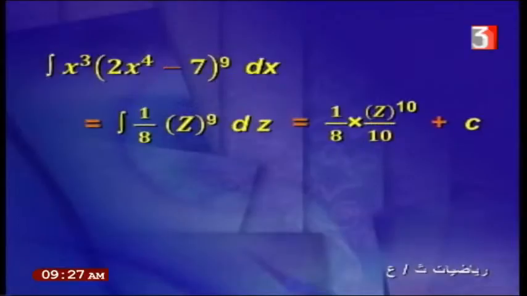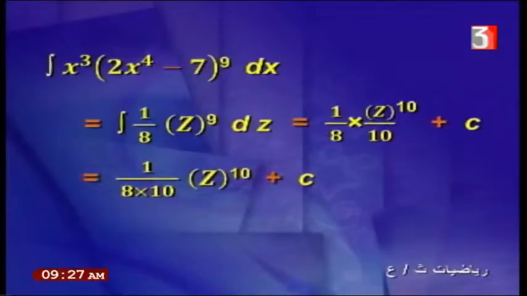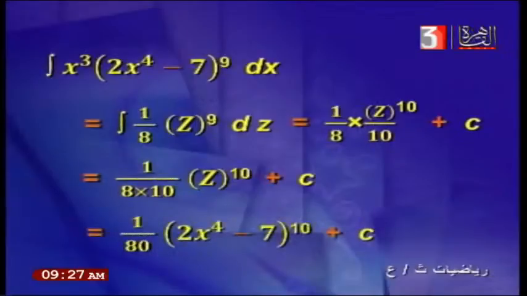plus the constant c. Then the integration equals 1 over 8 times 10 z power 10 plus c, equals 1 over 80. We can substitute back for z with 2x power 4 minus 7 all to the power 10. The integration equals 1 over 80 times 2x power 4 minus 7 all power 10 plus the constant c.